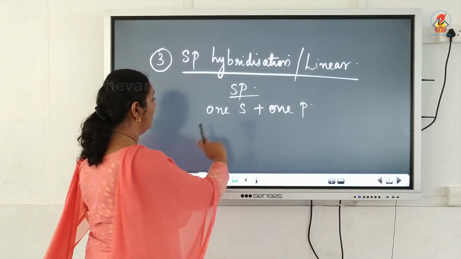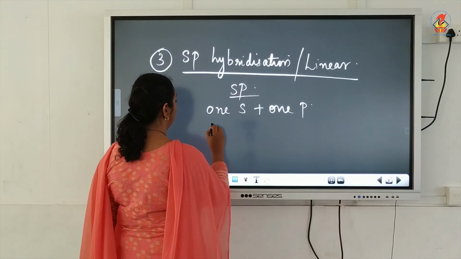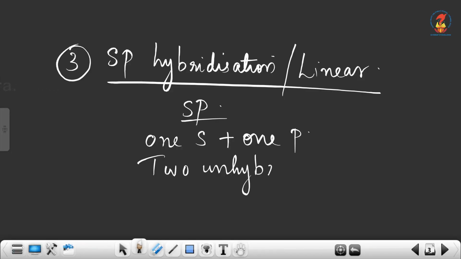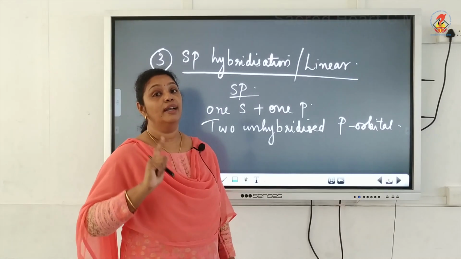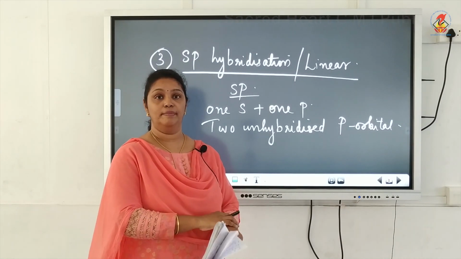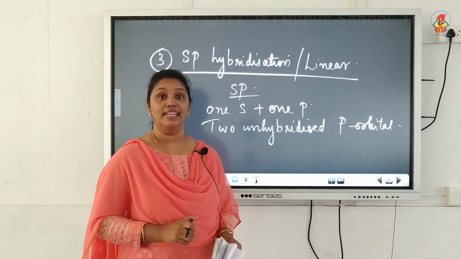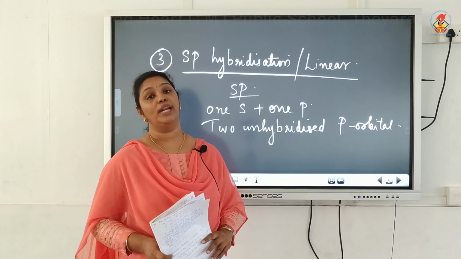So how many unhybridized p orbitals in sp hybridization? There are two unhybridized p orbitals in sp hybridization. Whereas in sp2 hybridization we have only one unhybridized p orbital. Okay. Now the shape of sp hybrid orbital is linear with bond angle 180 degree.